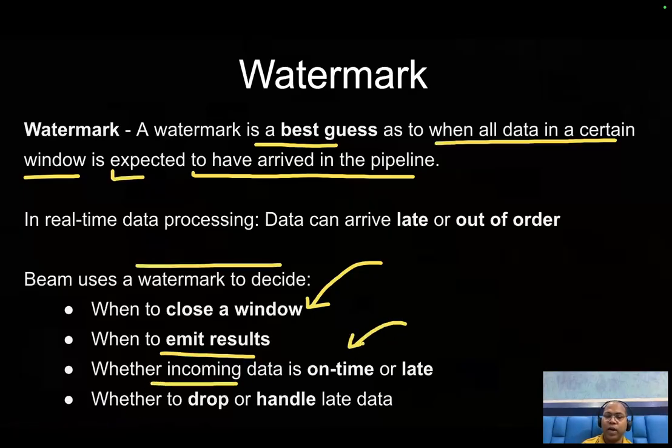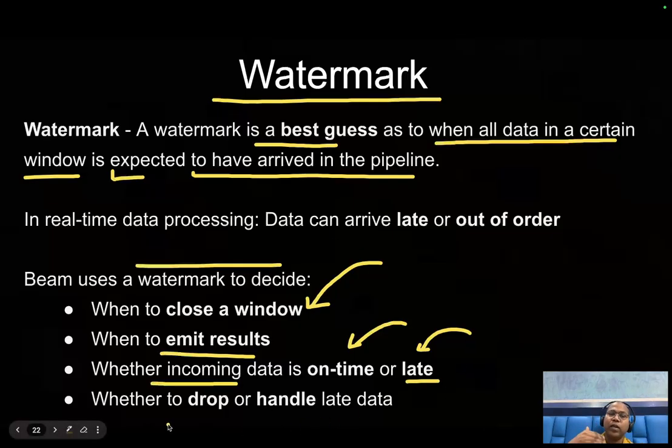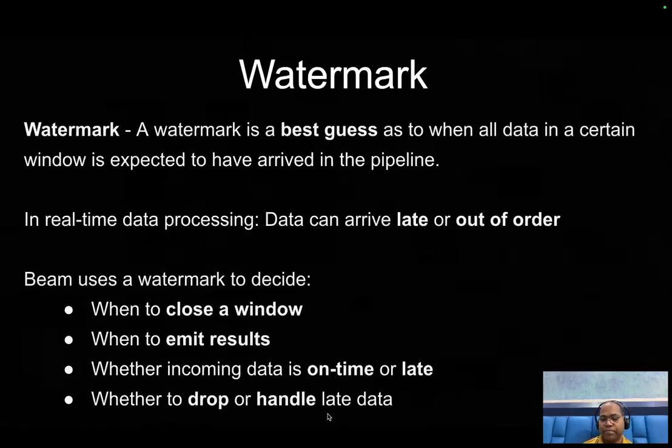Maybe if you want to handle on-time data or late data, how will you decide? If any data comes within the watermark, it is considered part of the window. If any data goes outside of the watermark, it is considered late data. So what strategy you use to drop or handle late data, the watermark also helps with that. So the watermark helps us perform windowing functions.